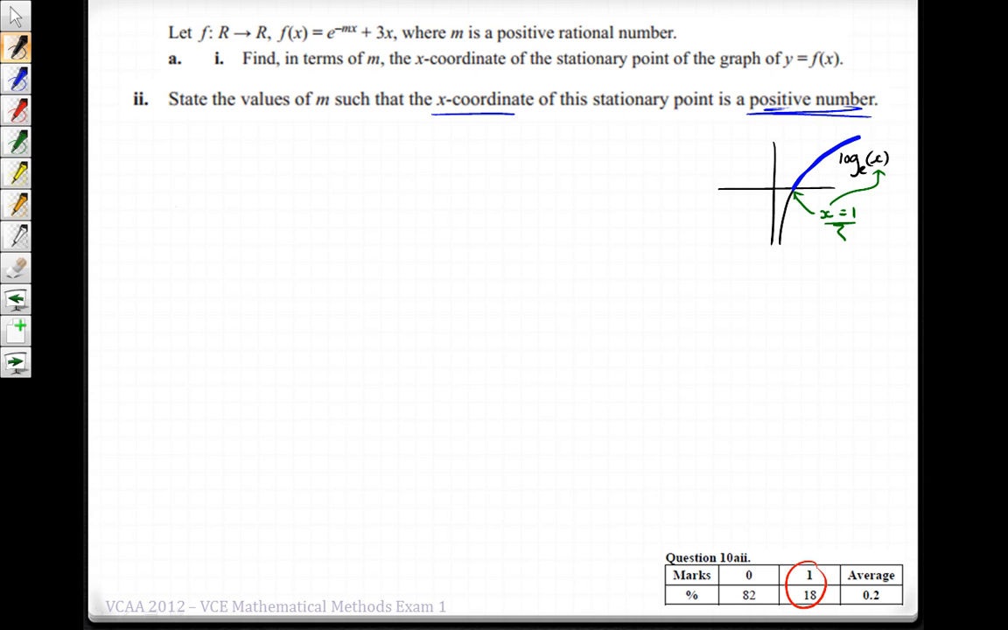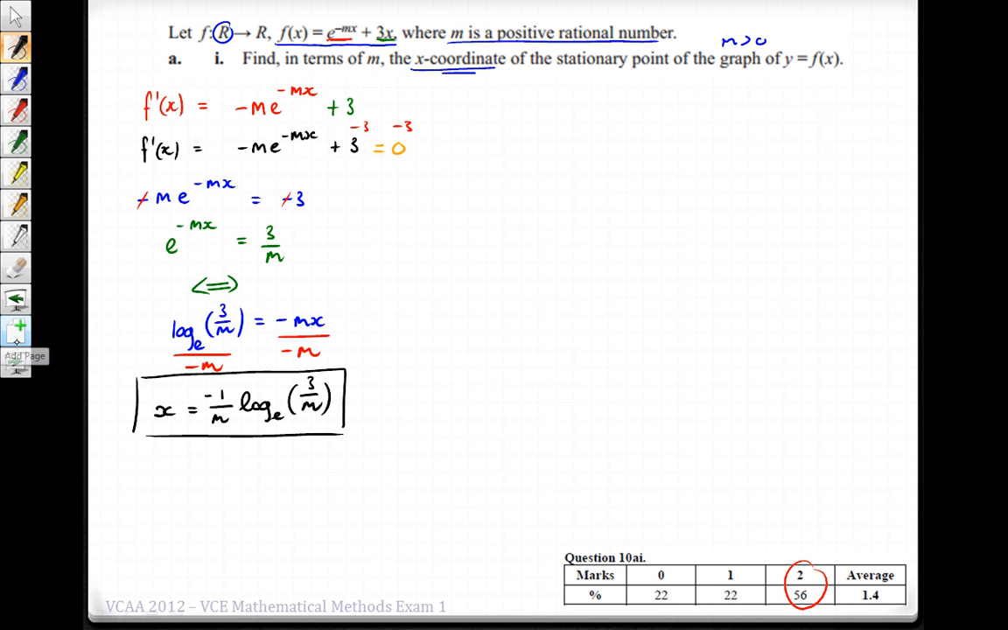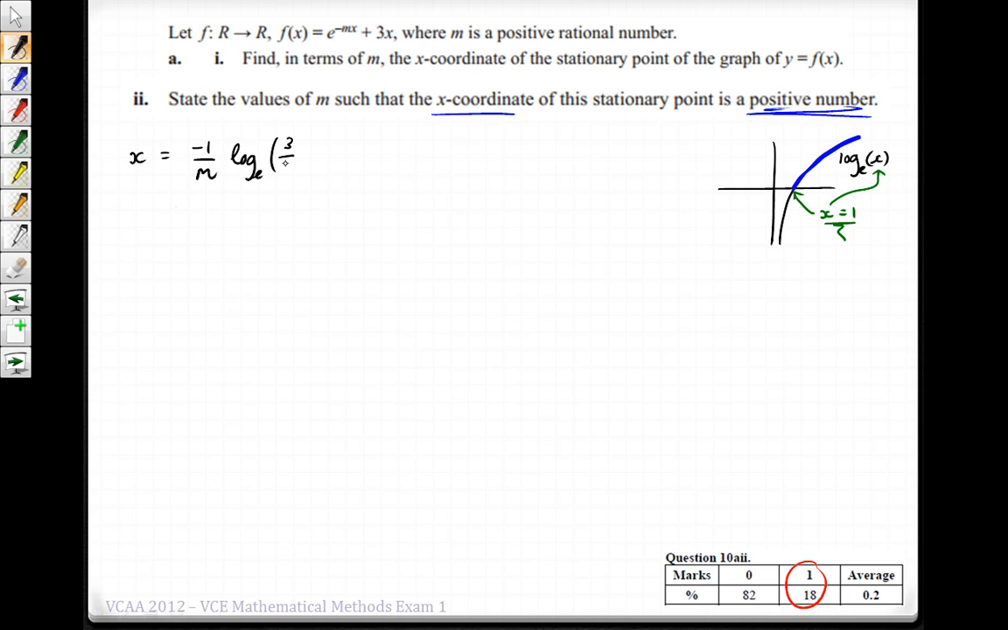So from the previous slide, hopefully you recall that the x coordinate was equal to negative 1 on m of log e of 3 divided by m. So using our power rule, we can take this negative 1 and bring it up to the top. So we can rewrite this as x equals 1 on m log e of 3 divided by m, all to the negative 1. So that's just going to flip that, isn't it? So we're going to have 1 on m times log e of m on 3.